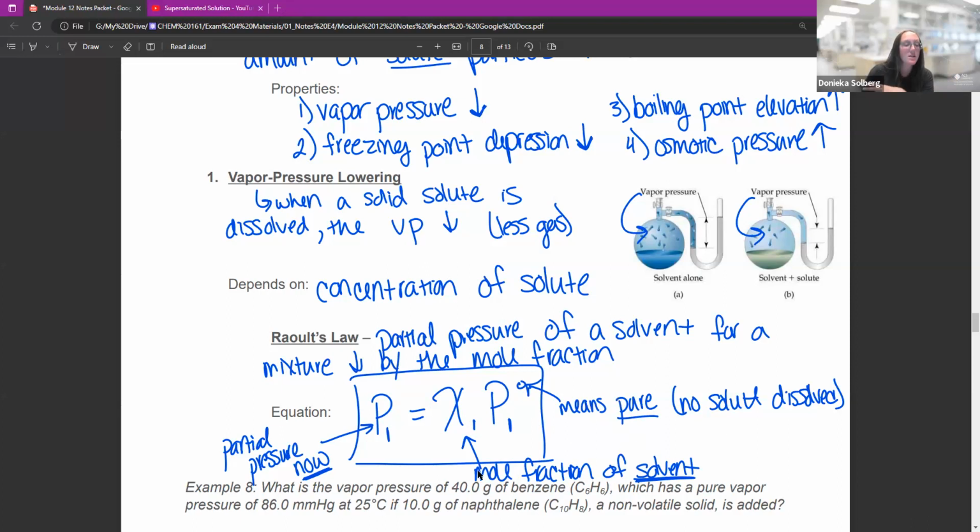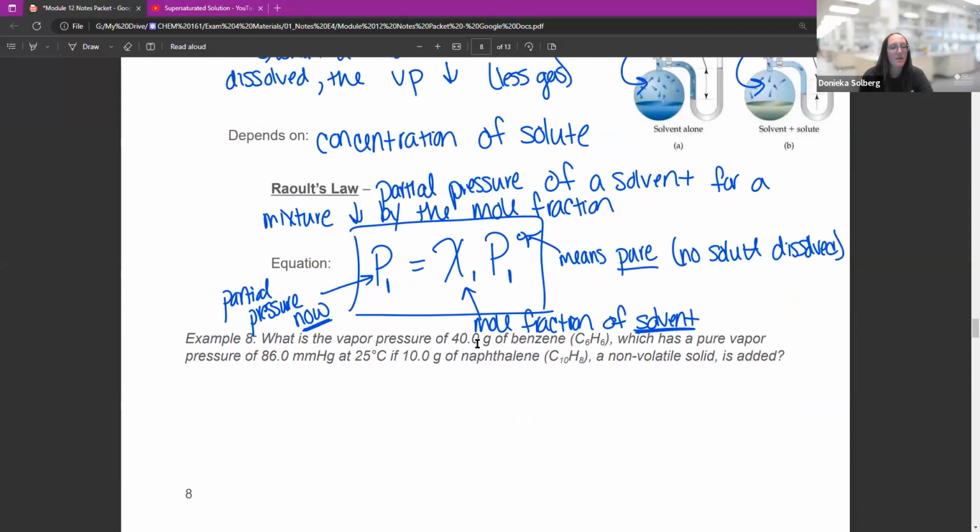Okay, so example number 8 says, what is the vapor pressure of 40 grams of benzene, which has a pure vapor pressure of 86 millimeters of mercury at 25 degrees Celsius, if 10 grams of naphthalene, a non-volatile solid, is added? Non-volatile just means it doesn't turn into gas, so this is a solid or liquid thing that is added. I'm going to pull out my numbers here. I've got 40 grams of benzene, 86 millimeters of mercury and 25 degrees Celsius if I need that, and 10 grams of naphthalene. This might seem like a lot, but let's break it down. I know it's a lot of words.